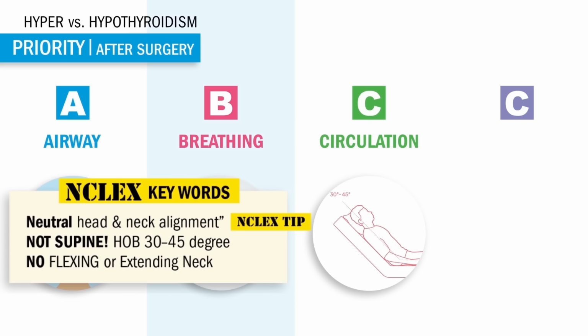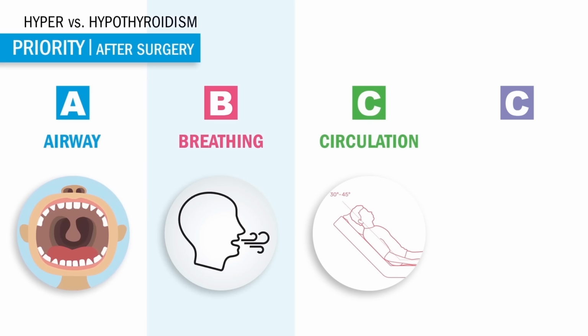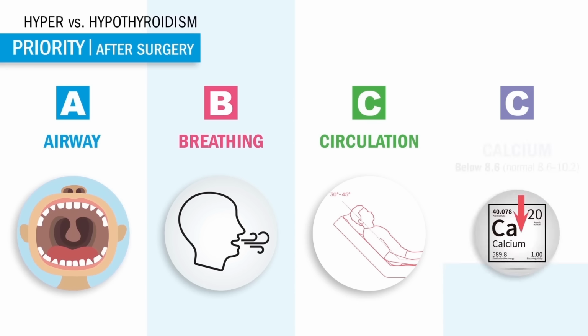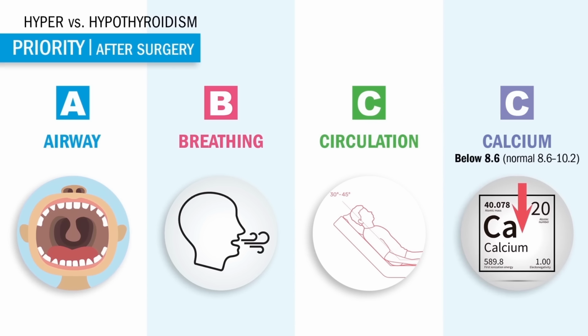Head of the bed, 30 to 45 degrees, aka semi-Fowler's. And lastly, guys, big no for flexing. This is a no flex zone for sure. No extending the neck, huge and always on the NCLEX. Now our last C, which is another NCLEX favorite, guys, calcium that is low, below 8.6, known as hypocalcemia.